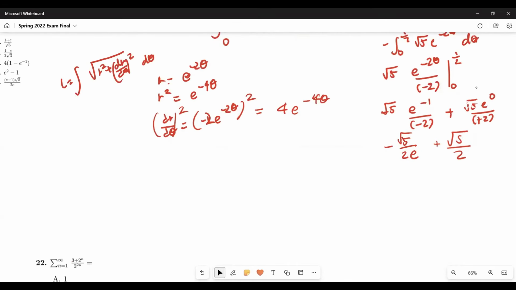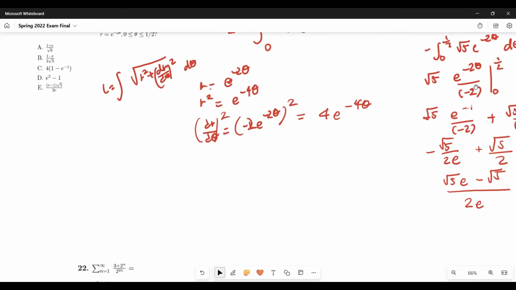Okay, so this is right. So you can group that by 2e, so that becomes 2e times the square root of 5e minus the square root of 5, right? So that can be written as 2e on the bottom, the square root of 5 and e minus 1, which is the same as option E. So the answer for this question is E.